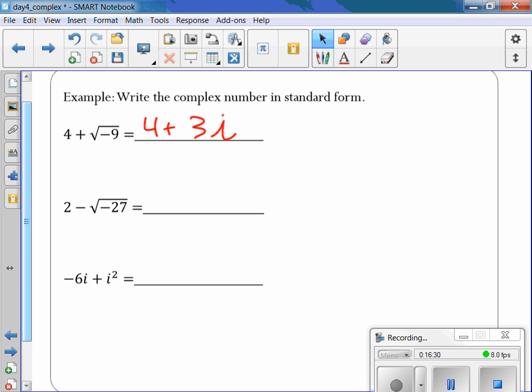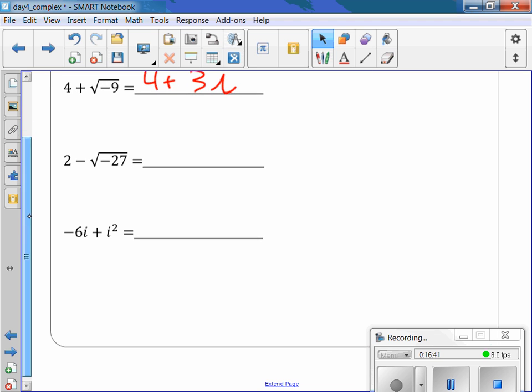All right. What about the next one, Galina? We have 2 minus the square root of a negative 27. Okay. Anything else? Absolutely. 2 minus, whether you do 3i or 3 square root of 3i. I have my a and I have my b. My a in this case is positive 2, my b a negative 3 square root of 3. And last one. Miriam.